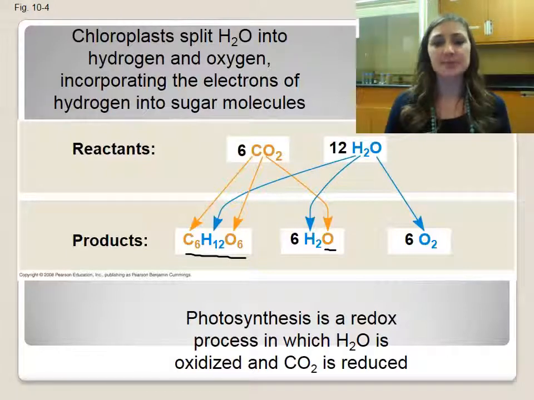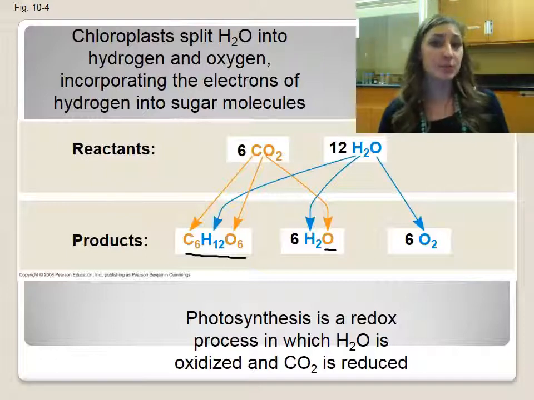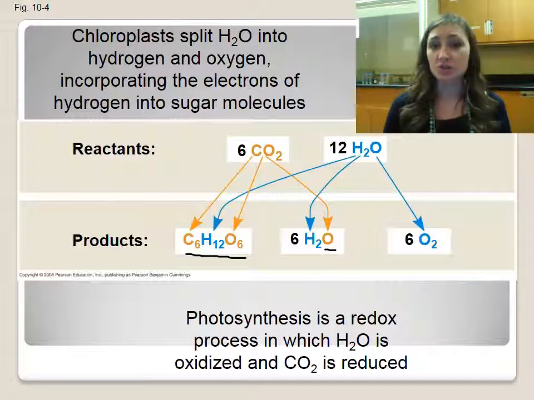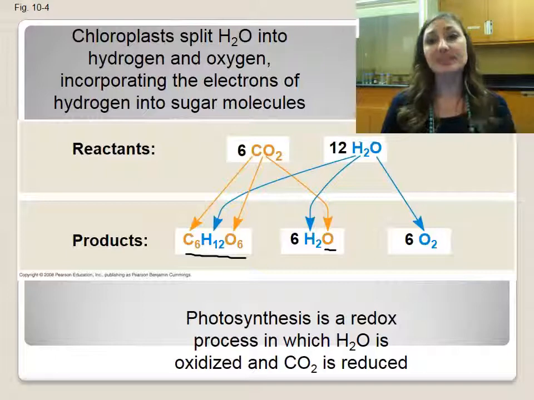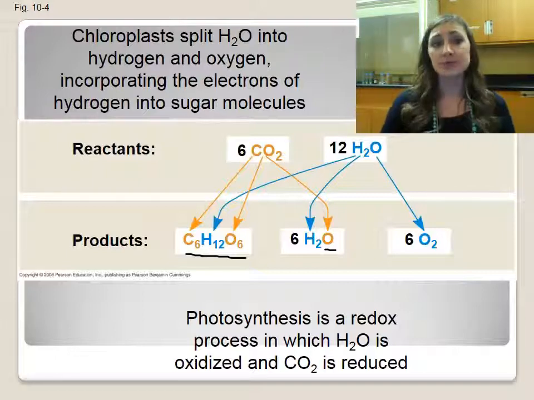to that glucose. So remember from cellular respiration, we talked about oxidation and reduction reactions. Photosynthesis is also a redox process. Water is oxidized, it loses electrons, and CO2 is reduced. It gains electrons to help form glucose.